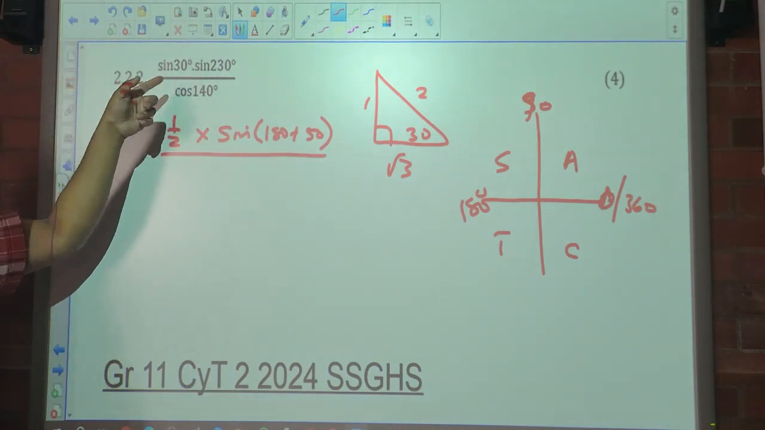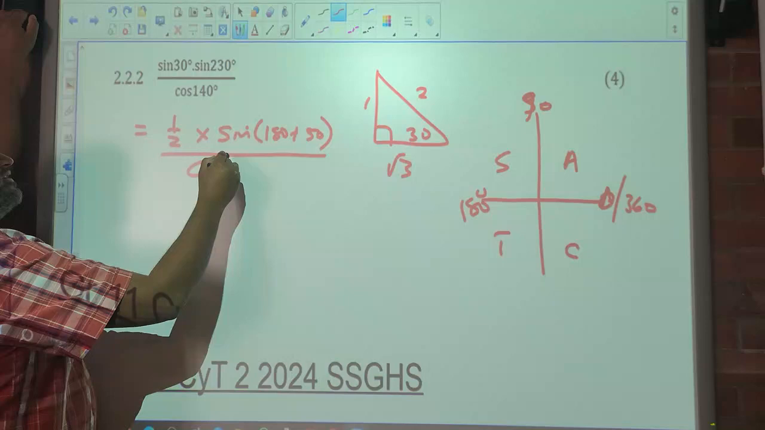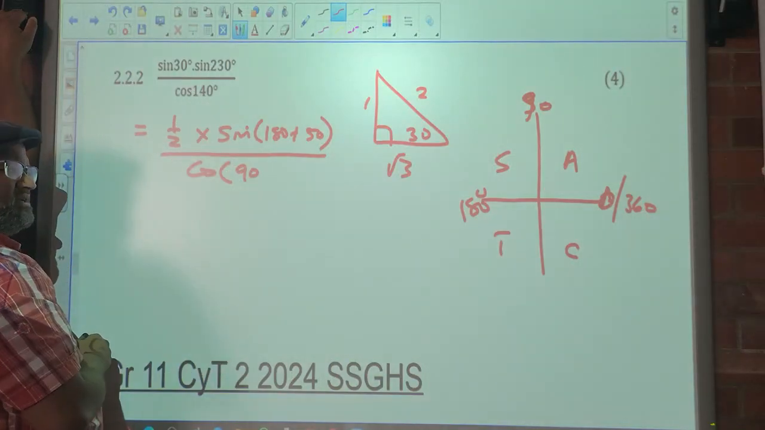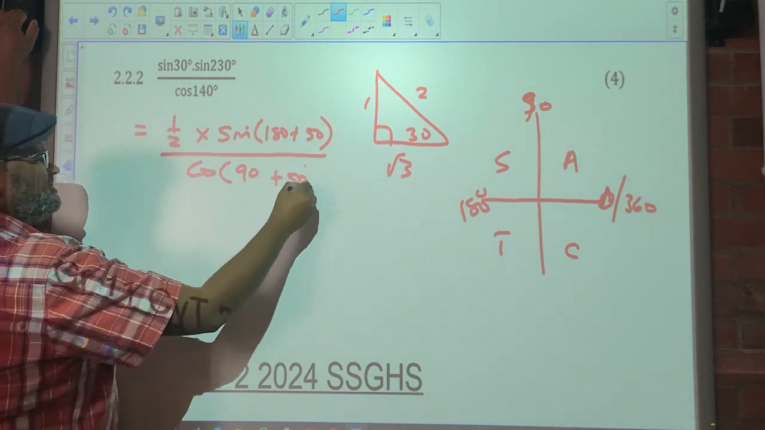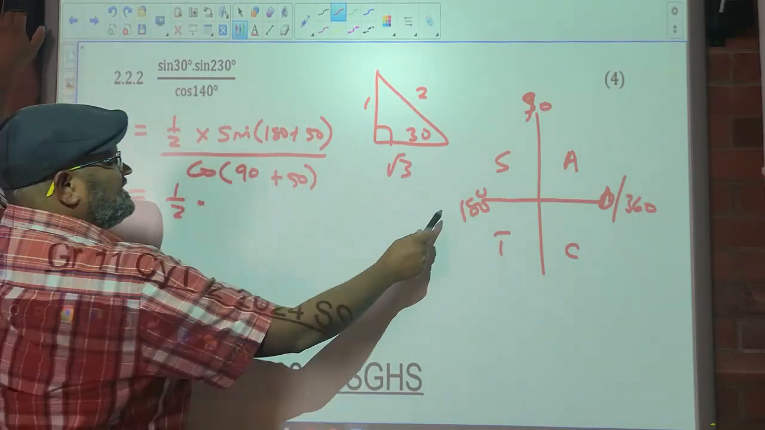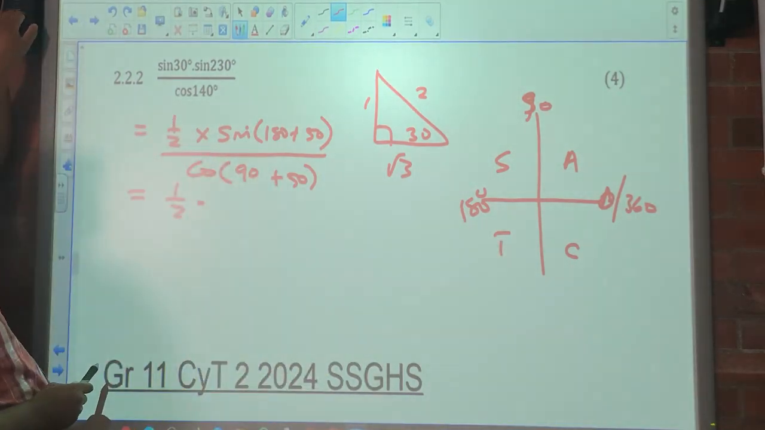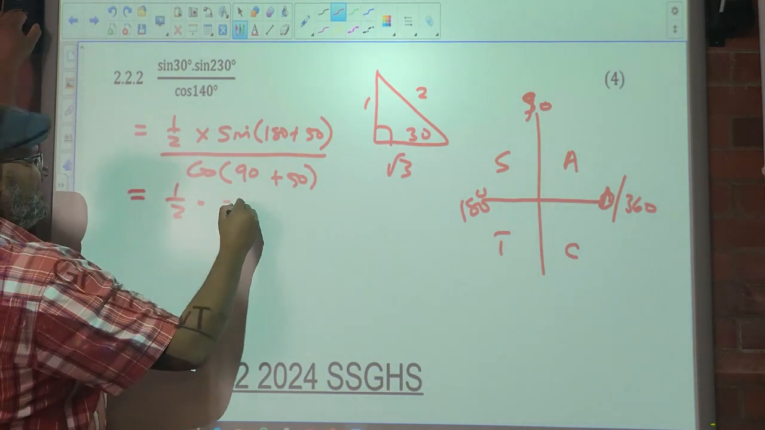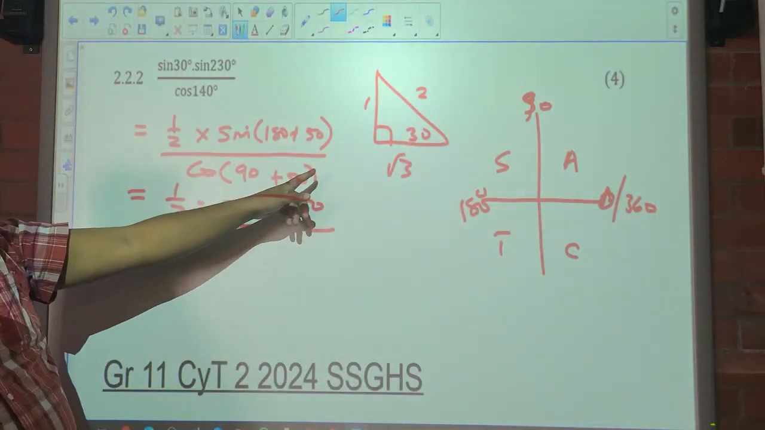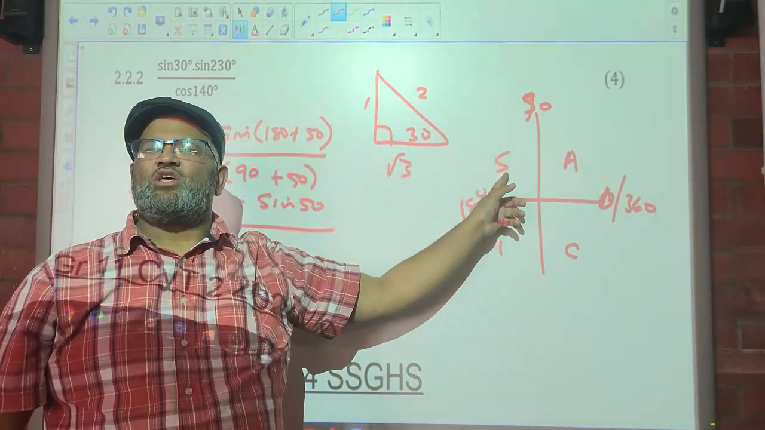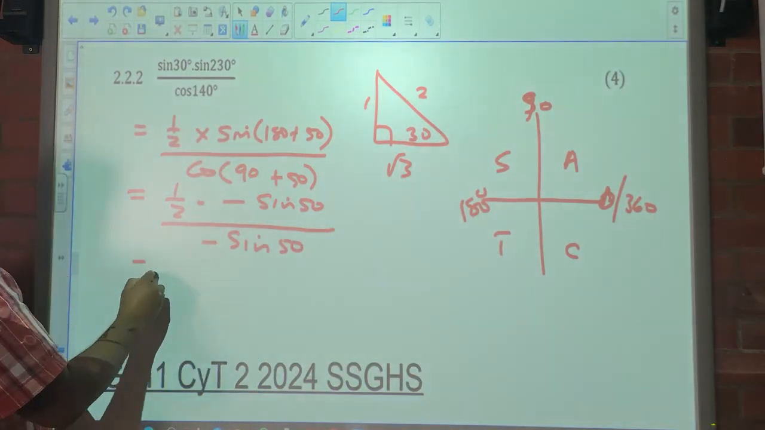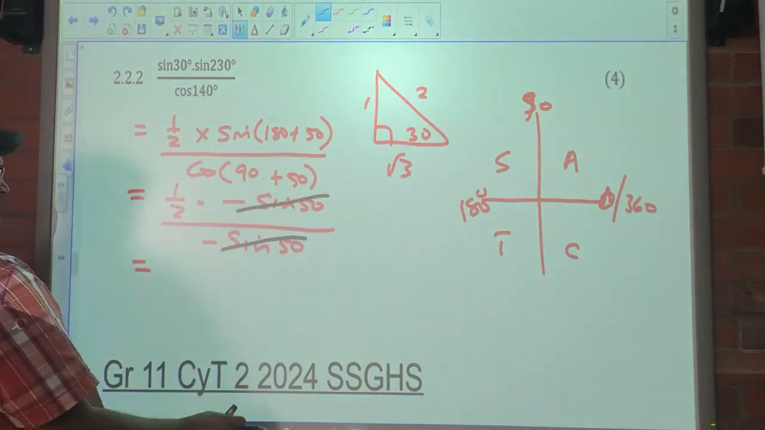So I'm going to link that to that. So it becomes cos of what? How are you going to get 50 here? 90 plus 50. So that can cancel somehow. So it will be half times sine of 180 plus 50. Sign positive or negative? Negative, but it remains sine of 50, over cos of 90 plus 50. Which quadrant? Second quadrant. Is cos positive or negative? Negative. Although it changes to sine of 50. So what happens? Cancel, including the negative.